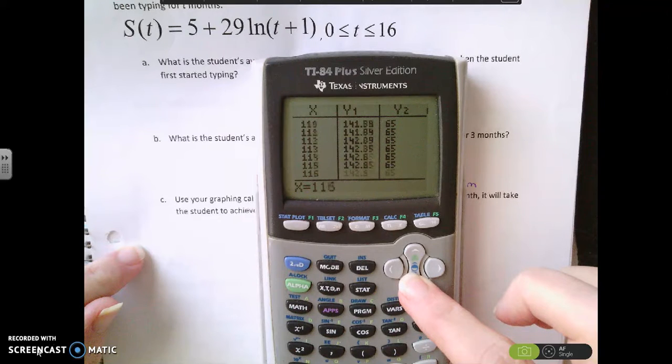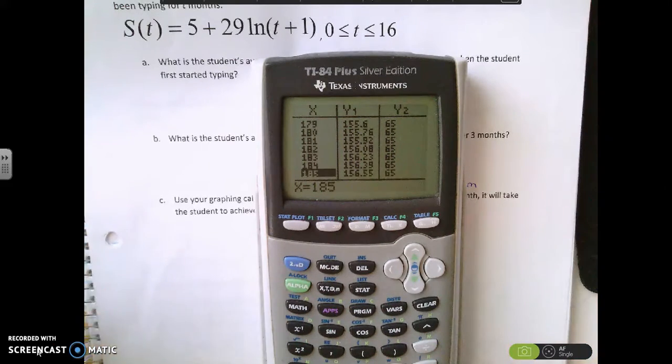Eventually, because it is a logarithmic problem, it will eventually top out. And so I'm not sure where we're going to top out at. So it looks like it keeps going up a little bit more every time. So I guess the longer you type, the faster you'll get. Eventually, it's going to top out at a certain place. Okay? So I hope this helps.